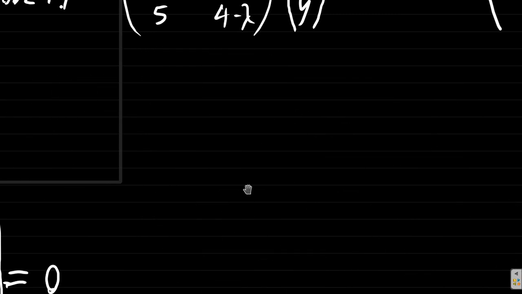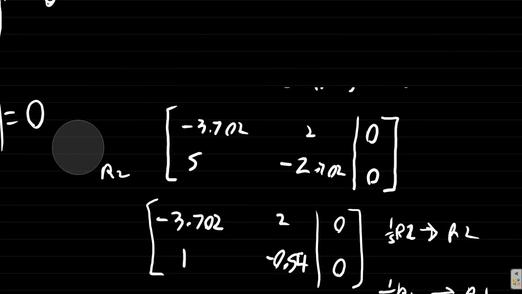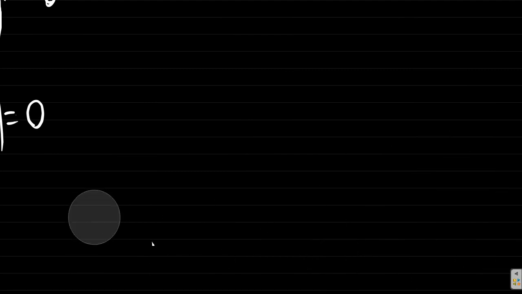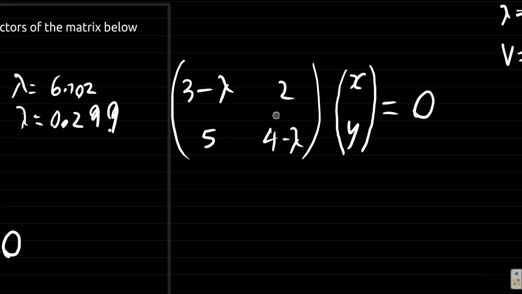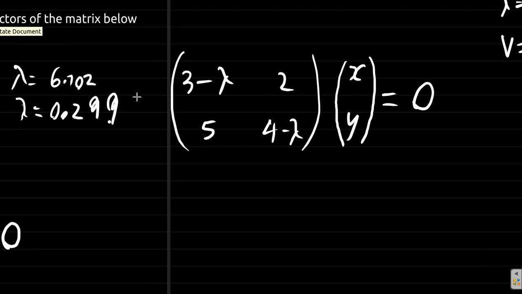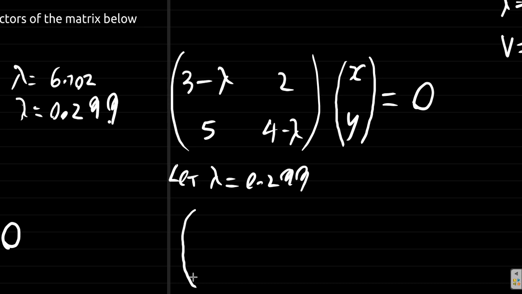Let's erase these things that we had under here before. Now, what we're going to do is let lambda equal 0.299 this time. Alright. So we have 3 minus lambda, so this would be 3 minus 0.299, which is 2.701. And we have 2, then we have 5, then we have 4 minus lambda, which is 4 minus 0.299, gives us 3.701, right?